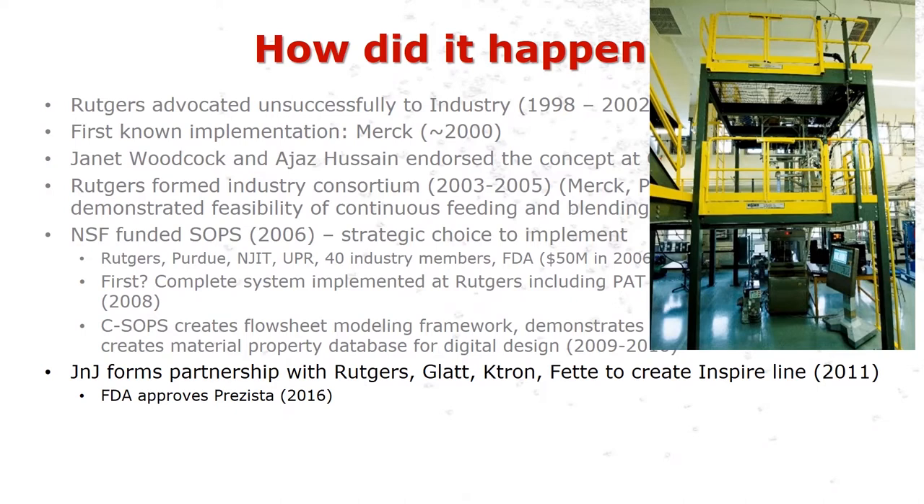At J&J, they implemented with a different tablet press, but a very similar concept. And this received the level of support needed to create this line. The line that you see here is the line at Rutgers, but there was a very similar line built in J&J. And there was a lot of back and forth. And we actually focused on developing the process for a commercial product, which was Prezista, which was approved by FDA in 2016. It was the second product approved by FDA, but it was the first batch to continuous conversion of an approved product.